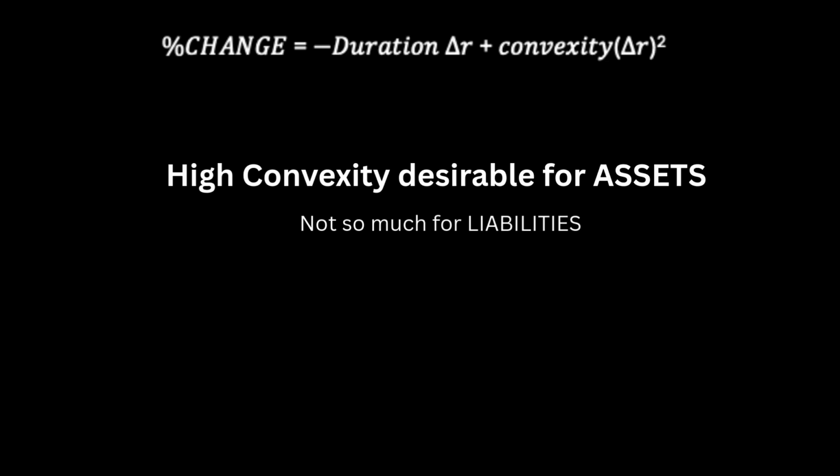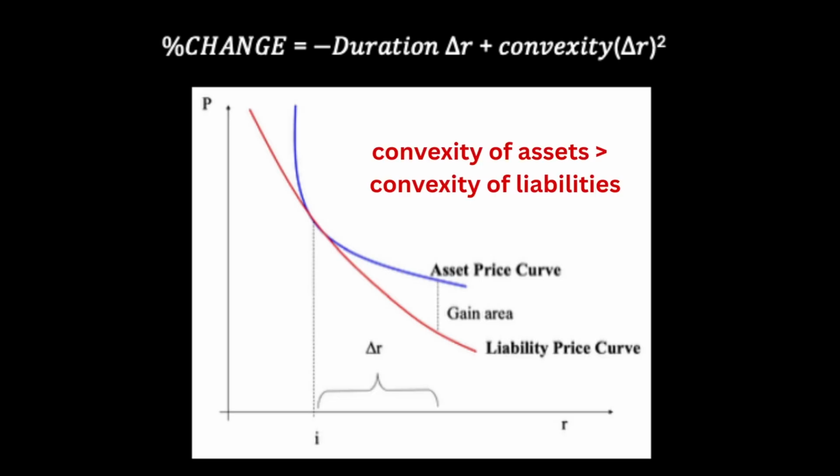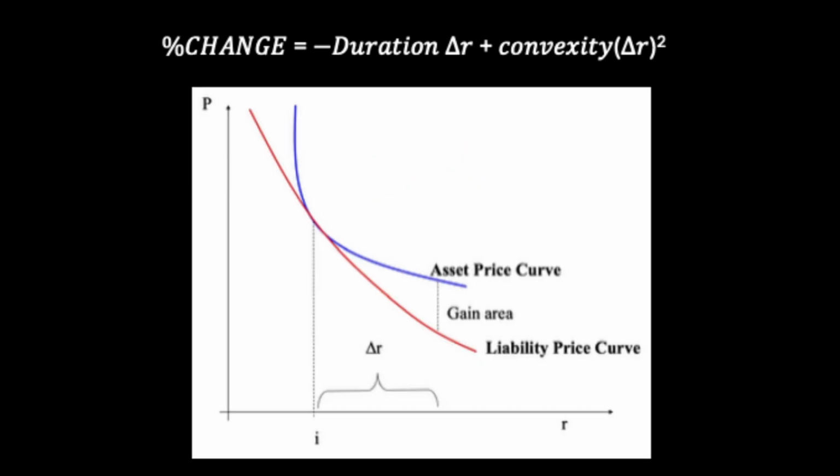This is what it would look like, exaggerated for effect, but the idea is here. So you have your asset price curve and your liability price curve, and you'll notice that wherever interest rates move from I, you'll have a steeper movement down for the liabilities, but a steeper movement up for the assets when rates come down. Therefore, you're better off if the convexity of your assets is greater than the convexity of your liabilities.